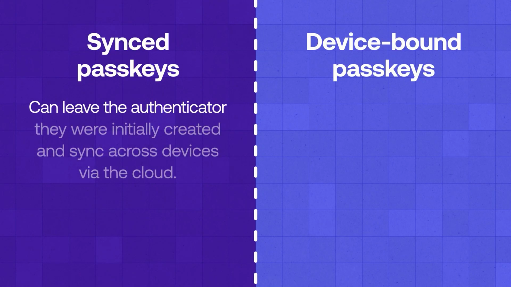Officially, we have two types of passkeys, sync passkeys and device-bound passkeys. Sync passkeys are those that can leave the authenticator they were initially created on and be synced to other devices via the cloud. These passkeys are end-to-end encrypted and are synced on all the user devices that are using the same provider. In the past, they were also referred to as multi-device passkeys, but we no longer use that term anymore.